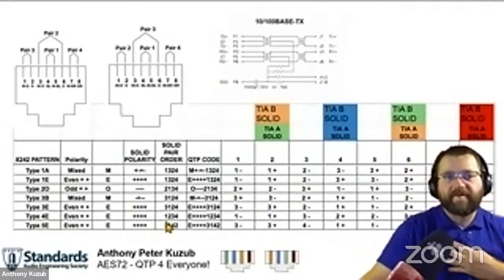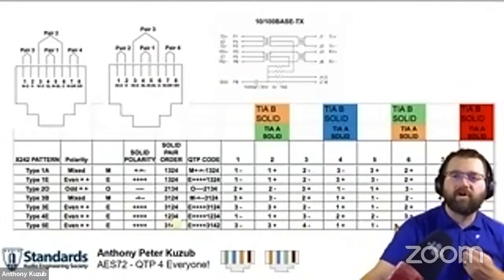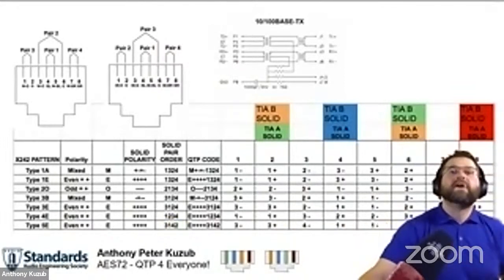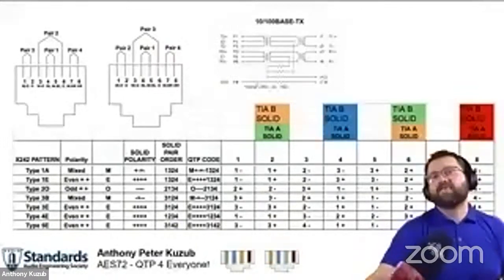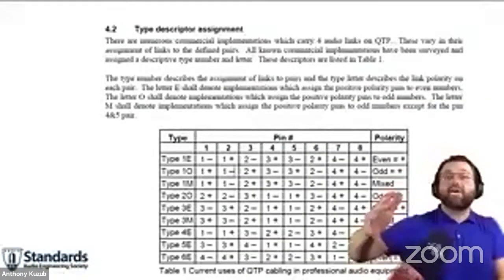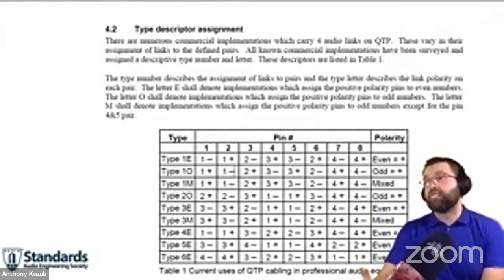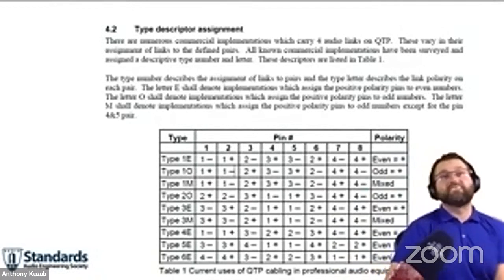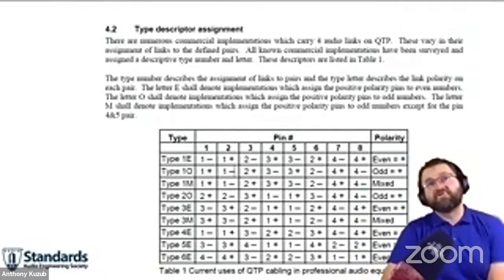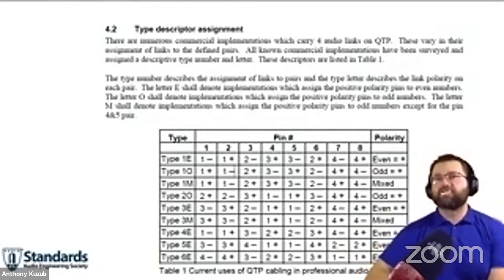QTP4E, that's my pick of the choice, because it goes 1 2 3 4, 1 2 3 4, positive positive positive positive, and away it goes. But we had to specify. And when you have this incompatibility in this industry, it's very important for us as purchasers and users and consumers of this equipment that we ask the manufacturers to properly identify.